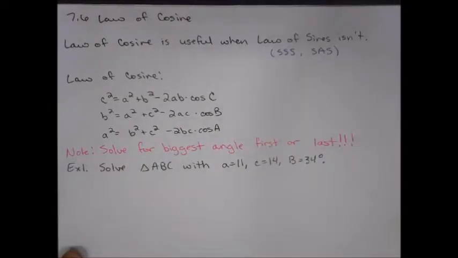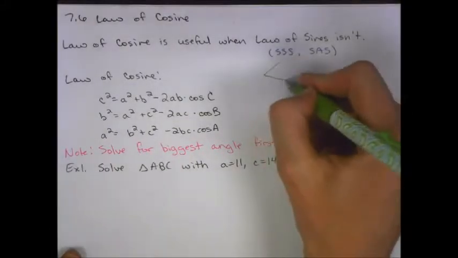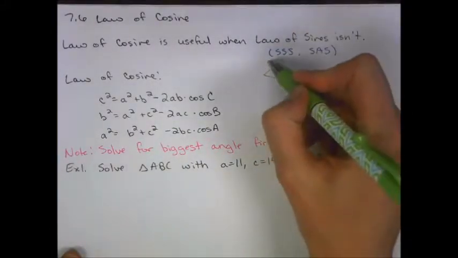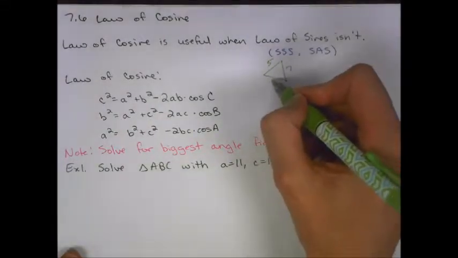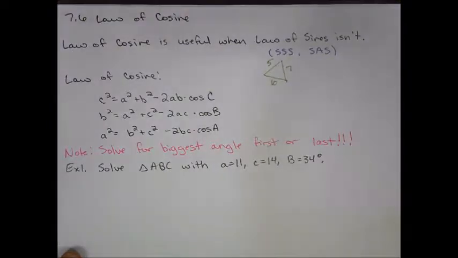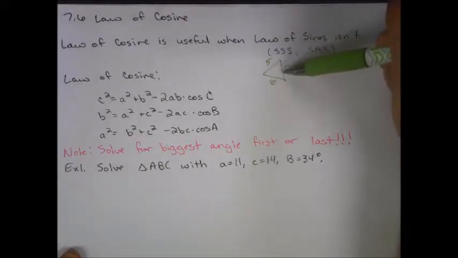Our first one is if we have a side-side-side pattern. What this means is if I give you, like, one side's 5, one side's 7, and one side is some other length, we can't use law of sines here because I don't have an angle-side pair to set up law of sines with.